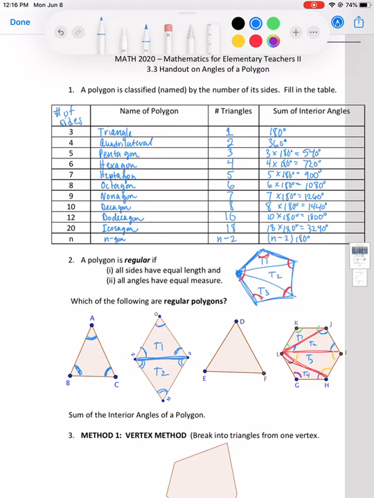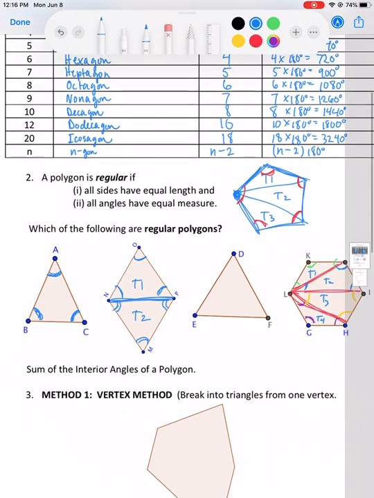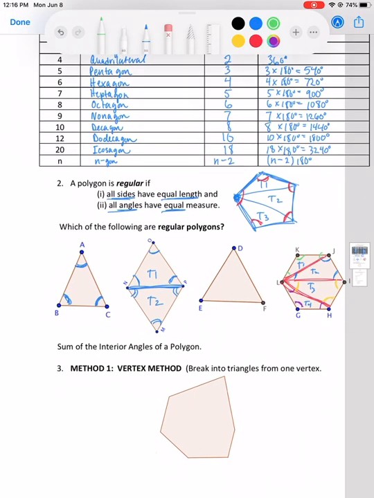Let's take a look at number 2. A regular polygon has all sides the same length and all angles equal. Okay. Which of the following are regular? Well, let's take a look at this first one, this first triangle here. It looks like it's isosceles because these two sides are the same. And this one is not the same.